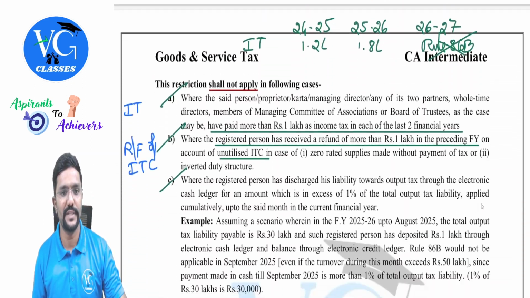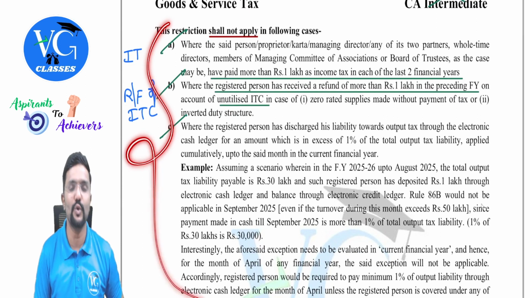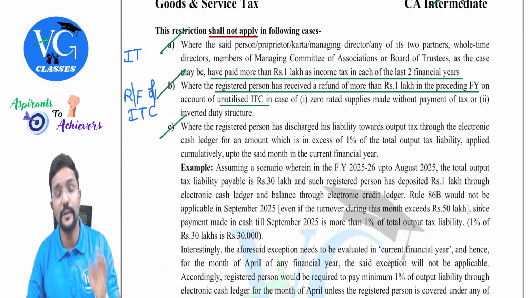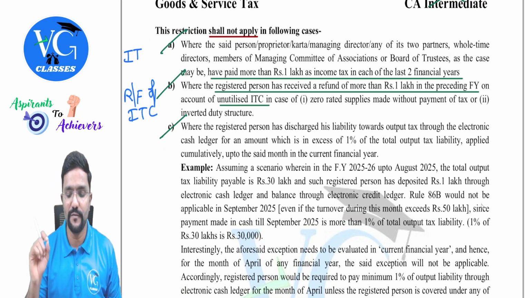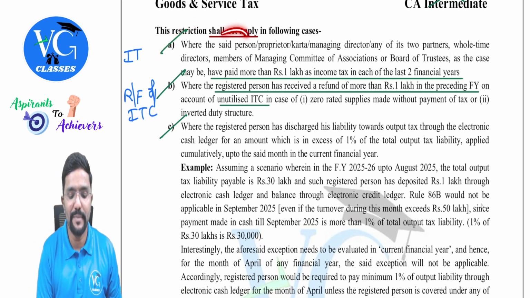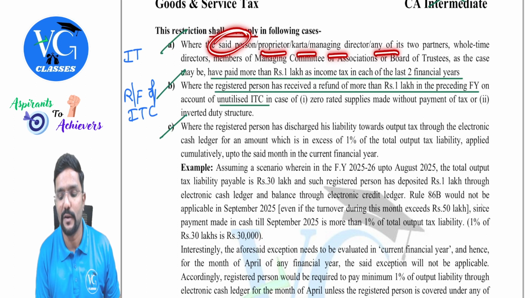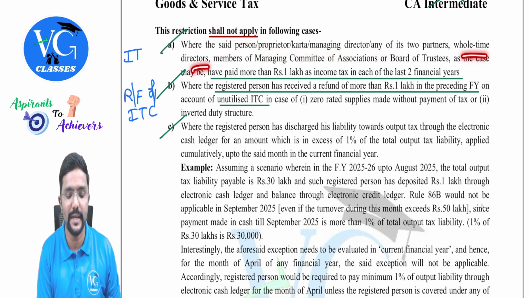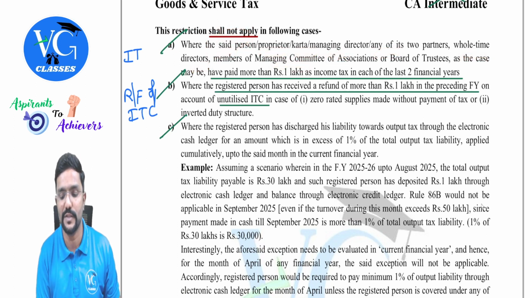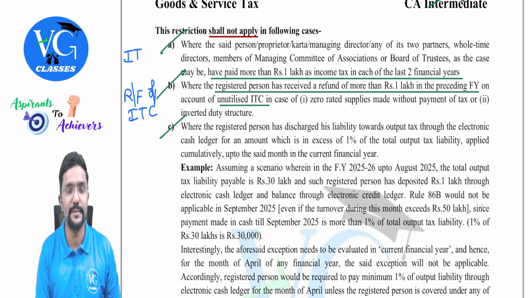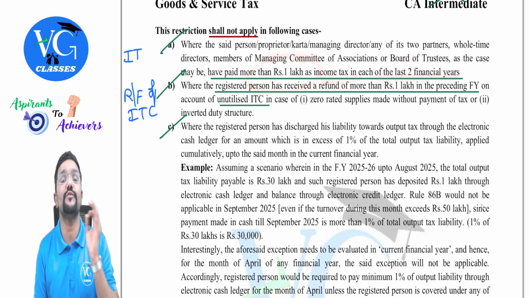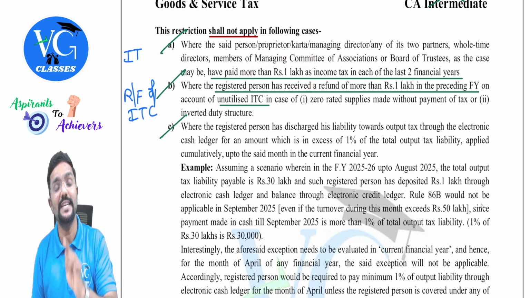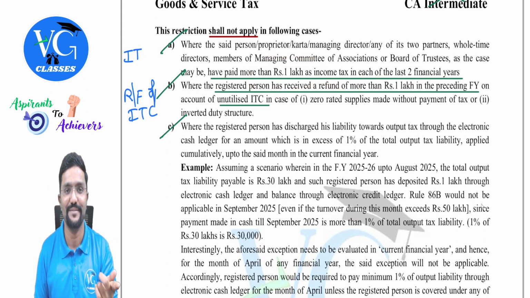But it has few restrictions. Means in the following case, Rule 86B is not applicable even though monthly taxable supply is more than 50 lakh. So which are those? First one. If the said person, proprietor, karta, managing director, or any of its two partners, or whole-time director, members of managing committee of association or board of trustee, as the case may be, have paid more than 1 lakh as income tax in each of the last two financial years. Means in each year they should have paid more than 1 lakh.